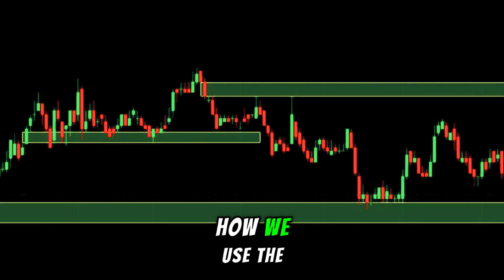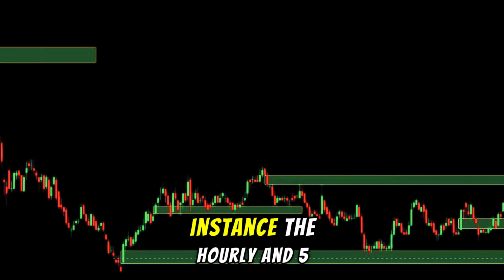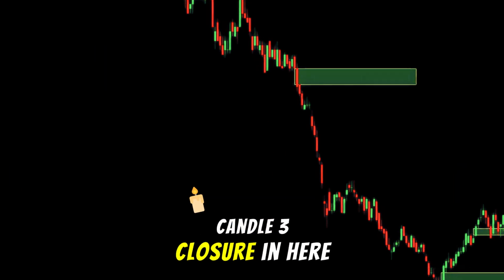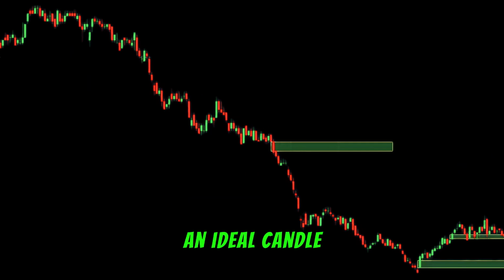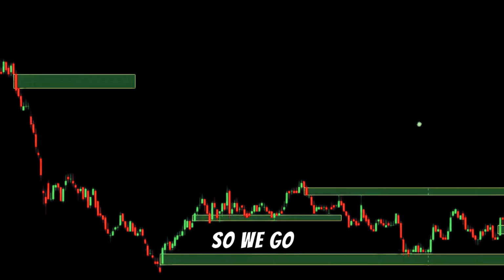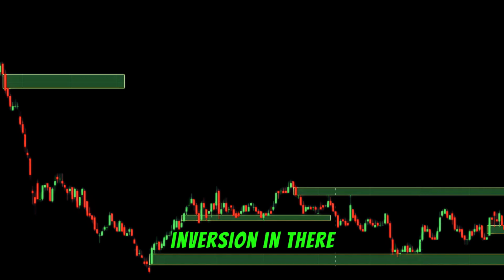Now, I just showed how we use the 4-hour and 15-minute model with this, but you can also use, for instance, the hourly and 5-minute model in here. You can see we have a candle 3 closure in here, which is actually an ideal candle 3 closure. And you could be looking to short in here. So we can also take a look at that on the 5-minute chart and you can see how that works. And you could also use an inversion in there.